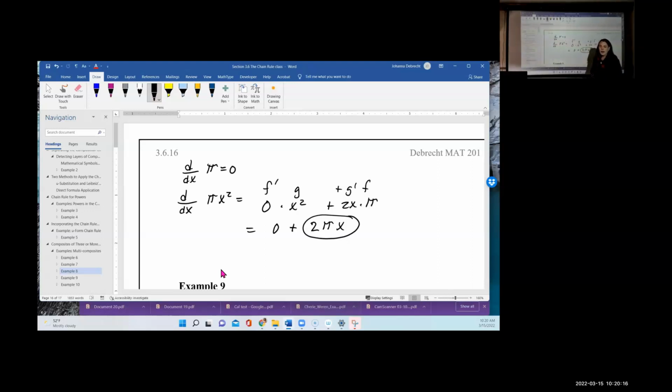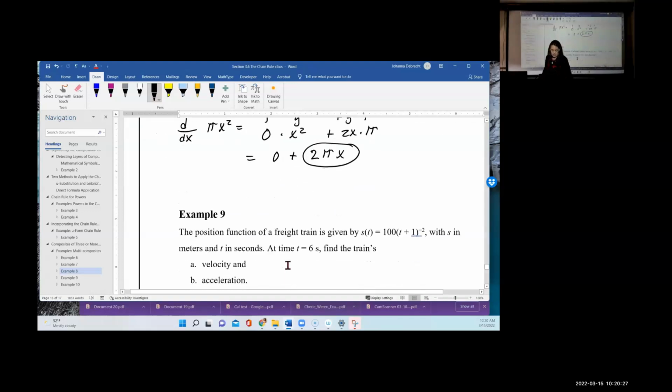The derivative of pi by itself as a constant is 0, but pi multiplied by x is a constant factor, a scalar. All right, so it just tags along.